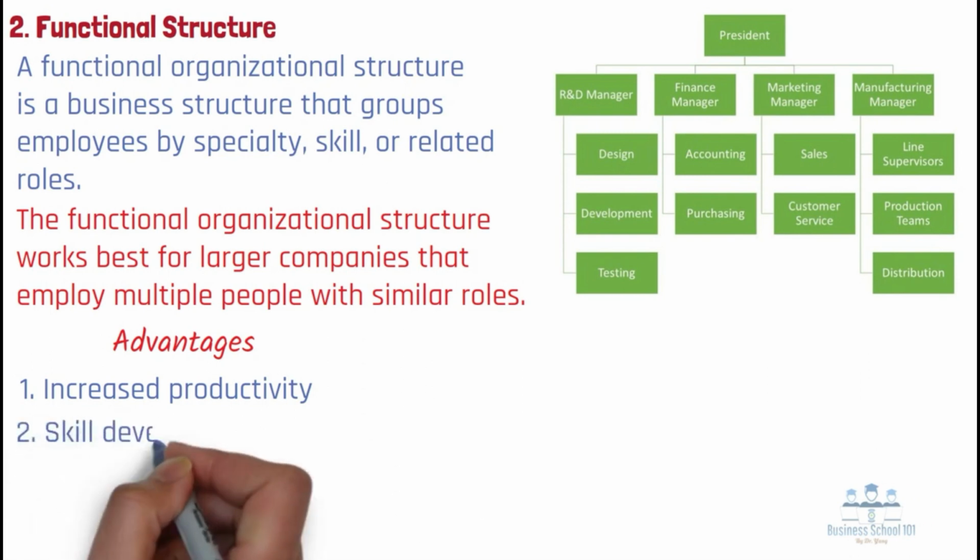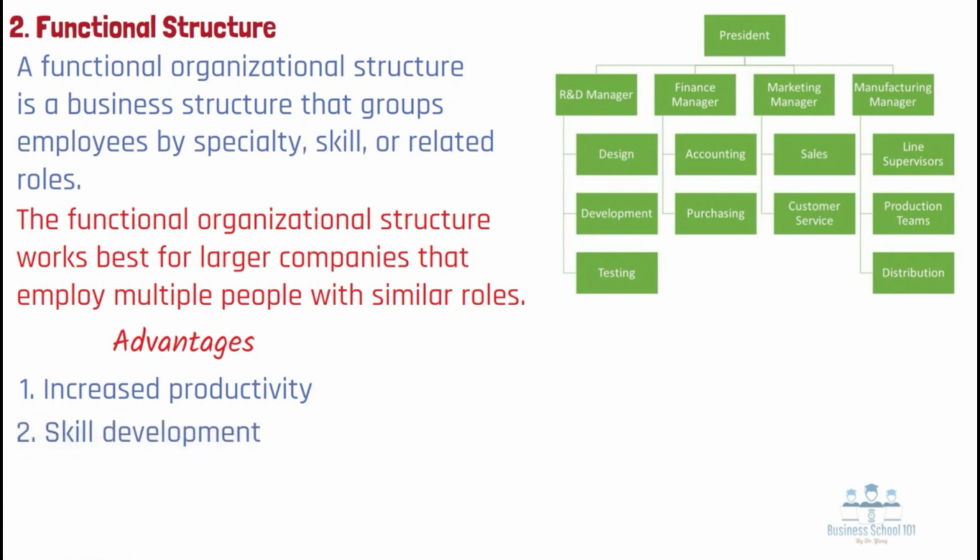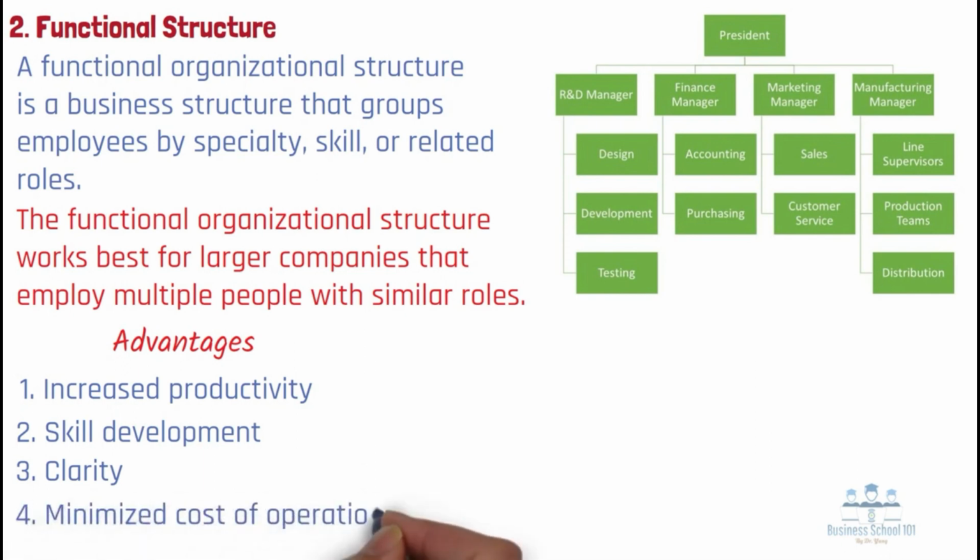2. Skill development. Companies following a functional organizational structure have multiple departments composed of small teams. Within each team, experienced managers have the chance to teach their team members the same skills they possess, resulting in an enhanced skill set for all involved. 3. Clarity. When companies bring people of the same specialty together, it creates an environment of clarity. Anytime someone within the company needs high-level information related to marketing, human resources, customer service, or operations, they know where to go.